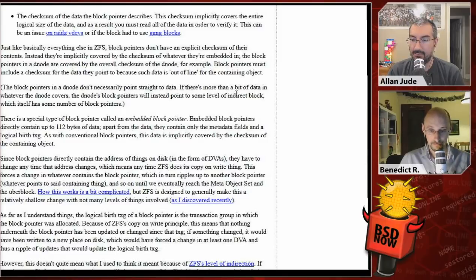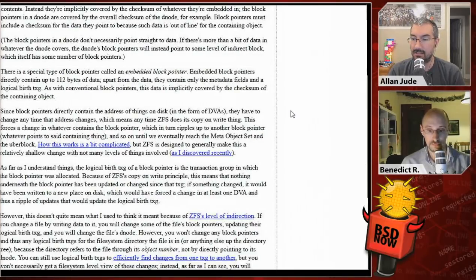Right. Instead, they're implicitly covered by the checksum of whatever's embedding them. So the block pointer in a dnode are covered by the overall checksum of the dnode. Block pointers must include a checksum of the data they point to, because that data is out of line from the containing object. And block pointers in a dnode don't necessarily point straight to data. If there's more than one bit of data in whatever the dnode covers, the dnode block pointer will instead point to some level of indirect blocks, which have a checksum, and point to another indirect block maybe that has a checksum, and then eventually down to a data block.